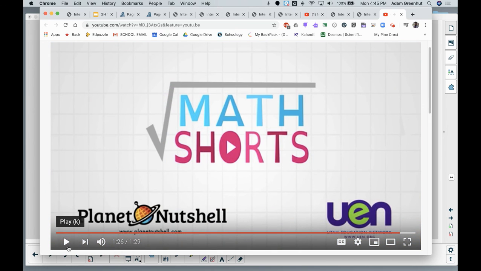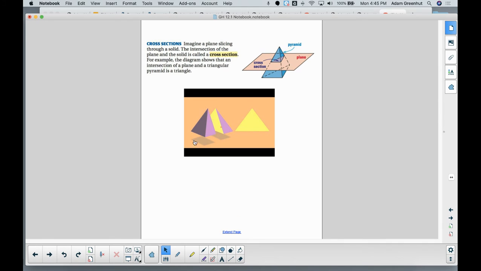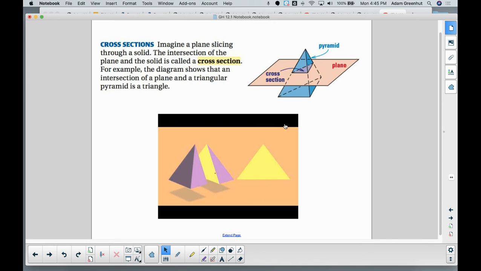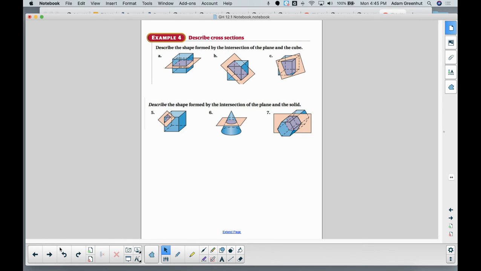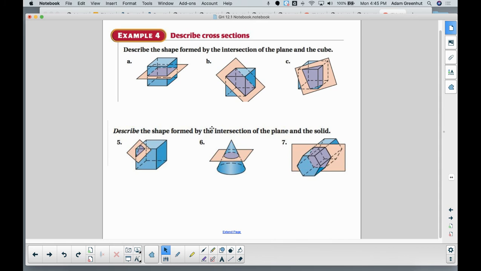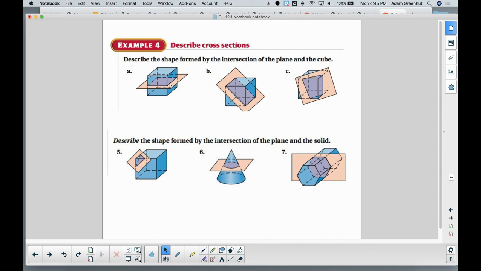All right, hopefully that sound just worked and you just learned a little bit about cross sections. I will link this into the Edpuzzle as well, so you can watch it again if you'd like. But it's just showing you that if you slice into 3-dimensional solids, you'll get 2-dimensional shapes. And I expect you to be able to kind of look at that and see what they're talking about and imagine how it would go.